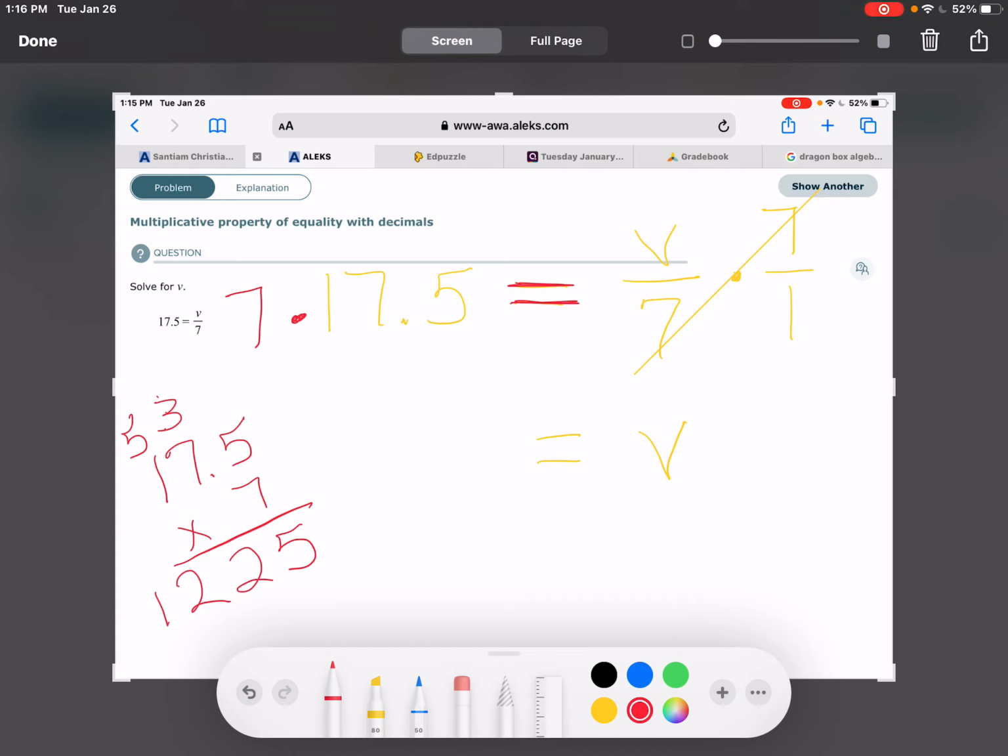All right, so I look up in my original numbers, and I do have one place that is behind the decimal mark there. So I start over here, and I go like that, one place, and that will be my answer. 122.5 equals v. Does that make sense? 17.5 equals 122.5 divided by 7. That seems reasonable.